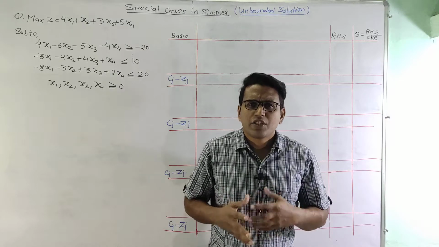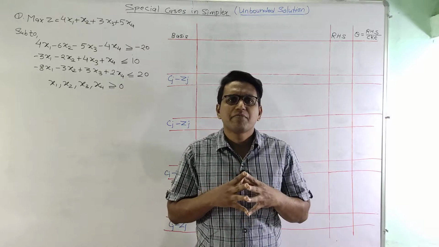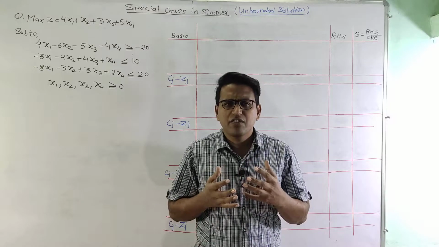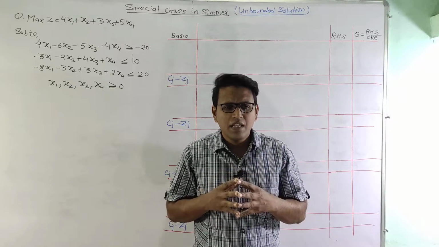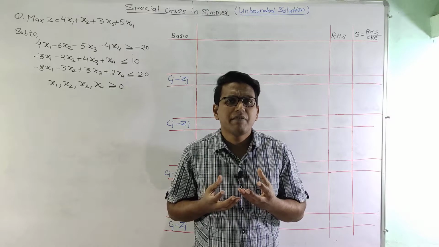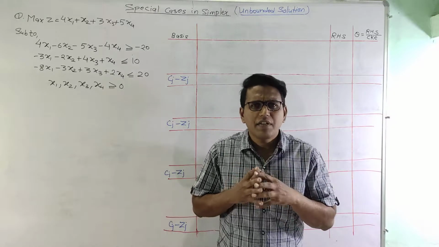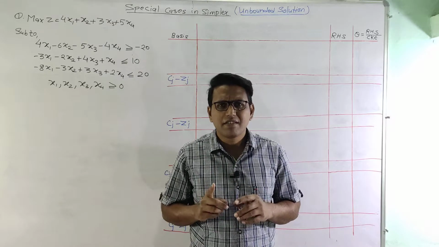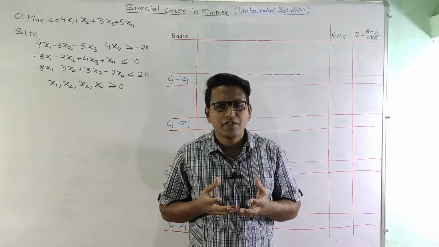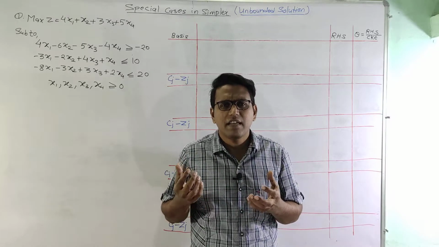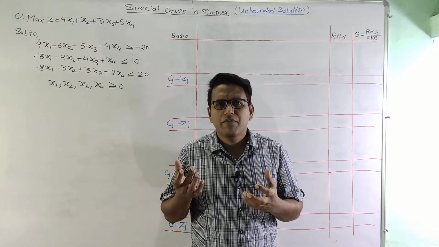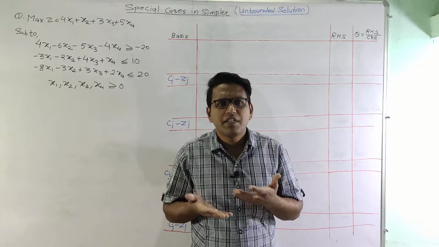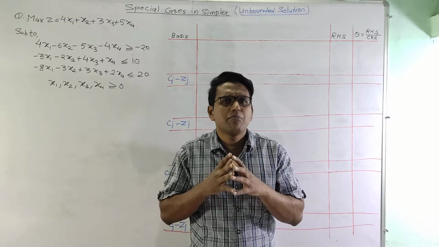So we are doing special cases that arise in the simplex method, and today we are going to see an unbounded solution. In the previous lectures where we studied the graphical method, we have seen how an unbounded solution can be identified in a graphical method. There we understood that an unbounded solution possesses two things. First, it has an unbounded feasible region, and simultaneously it has an unbounded value of the objective function, that is the value of z. So if both these conditions are satisfied, we can understand that our solution is an unbounded solution.